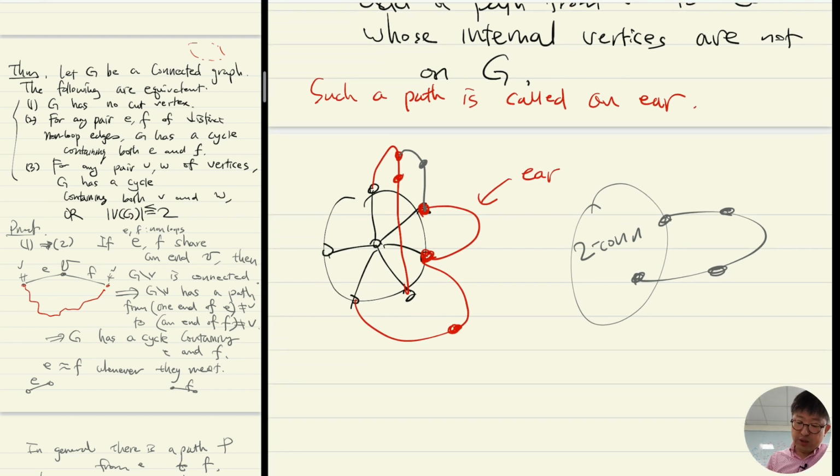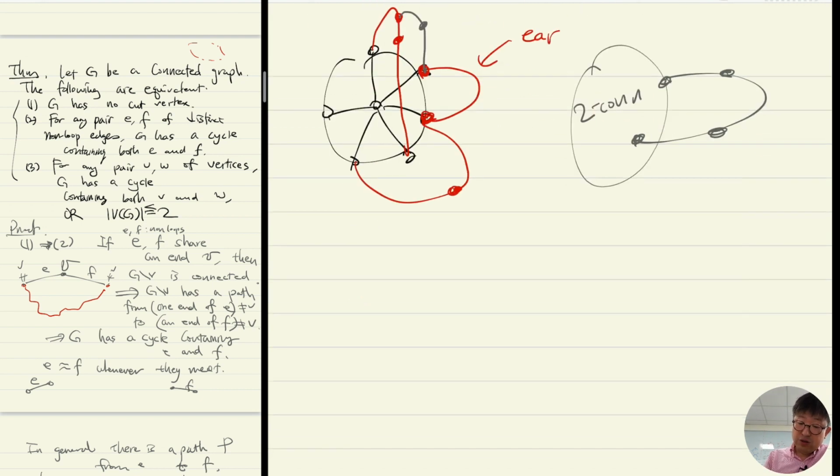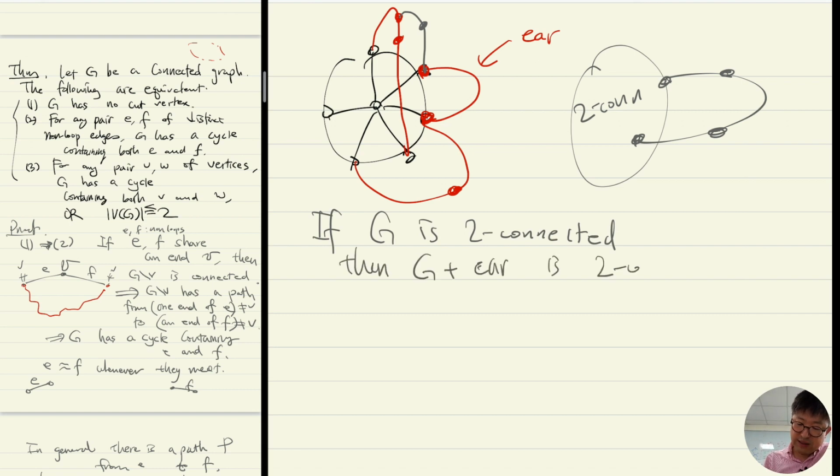Why? Because between any pair of vertices here, I used to have a cycle containing them. Okay, let's use the cut vertex definition. The graph is connected anyway. If I delete any vertex here, the graph is connected. If I delete anything on the path, on the ear, the graph is connected, right? So it's easy to see that if G is two connected, then G plus one ear is two connected.